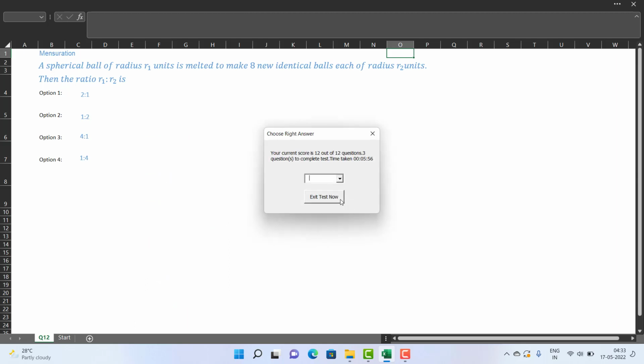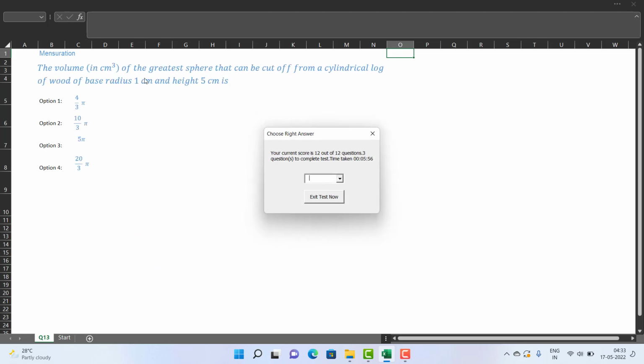Bravo. The volume in centimeter cube of the greatest sphere that can be cut off from a cylindrical log of wood of base radius 1 centimeter and height h centimeter is. So, sphere inside a cylinder. So, R will be the same. So, volume is equal to 4 by 3 pi R cube. 4 by 3 pi is the answer. So, option 1 is the correct answer.